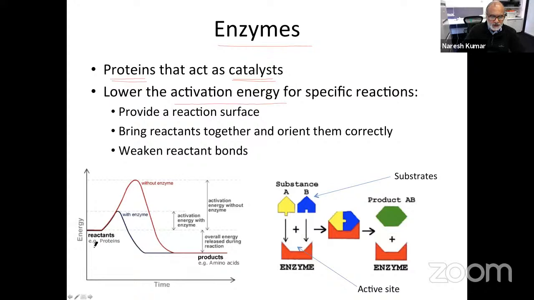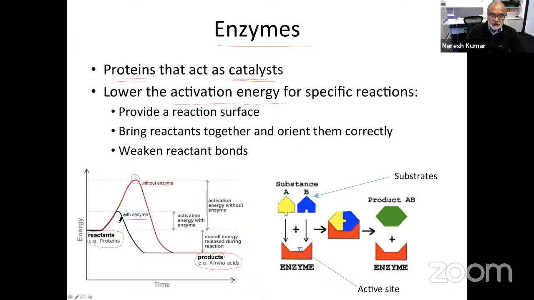If you look at this reaction here, the reactants are shown here, and the product is shown here. If there is no enzyme present, these reactants have to go through a transition state here to be able to go to the product. We call that the activation energy. There's an activation energy required to go from the reactant to this transition state and then to the product, right? But if an enzyme is present, the enzyme lowers this activation energy that is required.